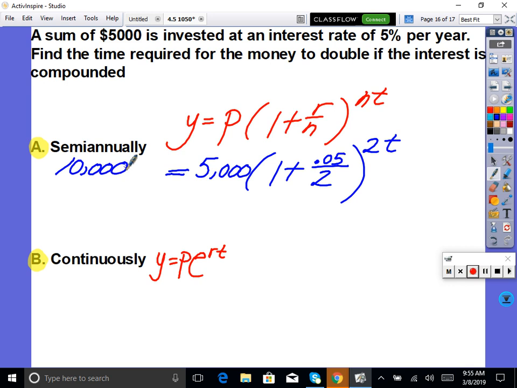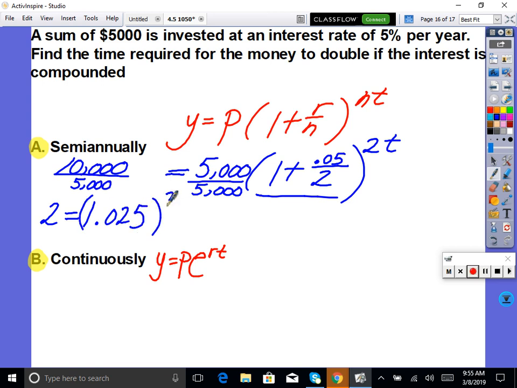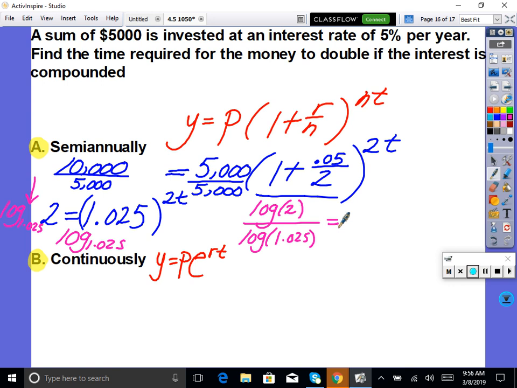Now, all we have to do is solve for t. First step to get t alone: divide by 5,000. So we have 2 is equal to 1.025 raised to the 2t. Next step would be to get rid of the base. Good. Log base 1.025 both sides. On this side, I need to use the change of base formula, which would be log of 2 divided by log of 1.025, and that is equal to 2t.